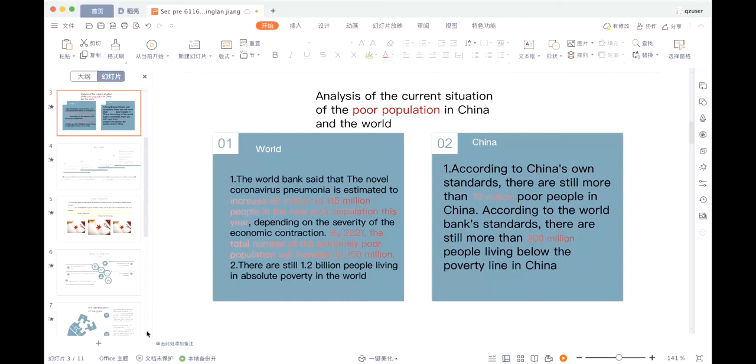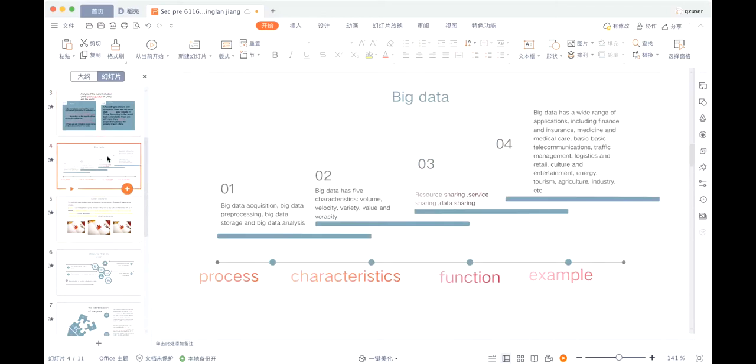By 2021, the total number of the extremely poor population will increase to 115 million. For China, according to China's own standards, there are still more than 70 million poor people in China. According to the World Bank standards, there are still more than 200 million poor people in China.